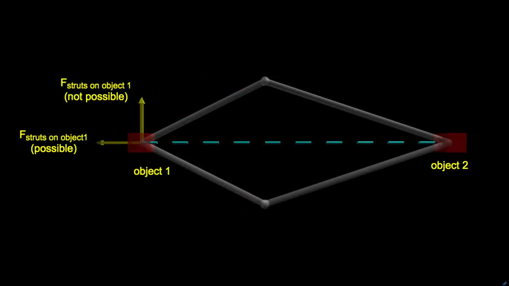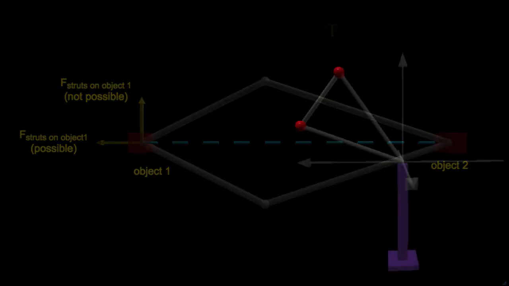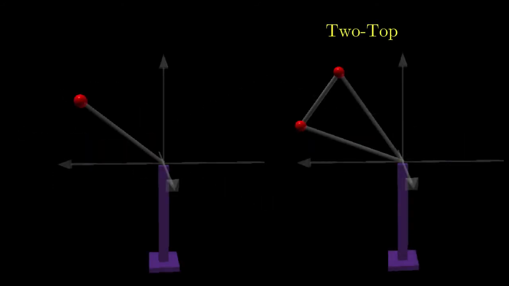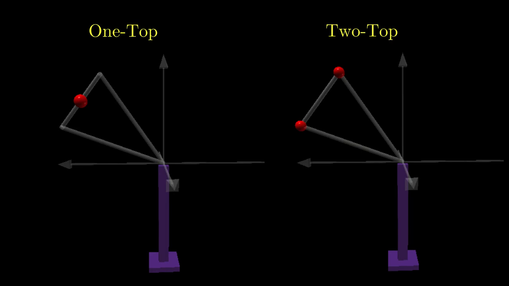Recall that a massless strut or assembly of struts that connect two masses can only exert forces along the line between the masses. So the behavior of a two-top is distinctly different from the behavior of a single mass connected to a central support. Let's call this the one-top. The difference between the one-top and the two-top has nothing to do with the way the struts are arranged.